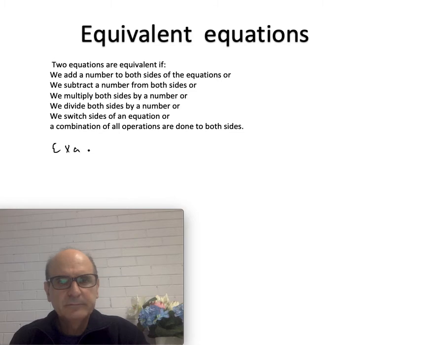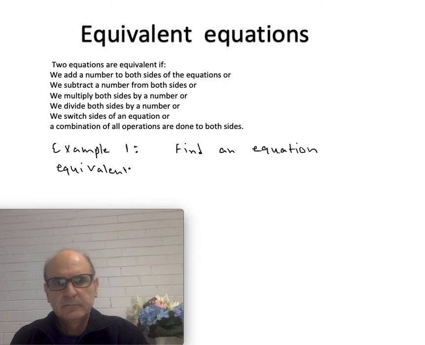Example 1. Find an equation equivalent to 2x plus 1 equal to 6 by adding 5 to both sides.